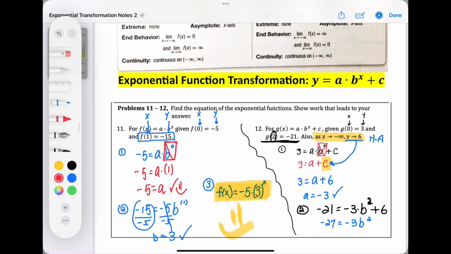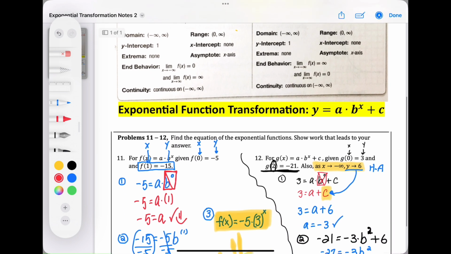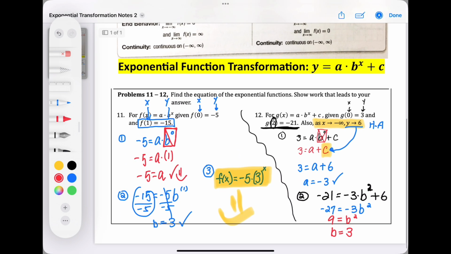And what will be my next step? Both sides divide by negative 3. So negative 27 divided by negative 3 will be 9. It's equal to b squared. What will be my next step? Both sides take the square root. So b is equal to, you may say, Ms. Ong, I remember, when you take the square root, always 2 answers. So positive and negative 3. Okay, but because exponential function is all about the base, we know that my base is positive. So therefore my b value had to be positive 3.